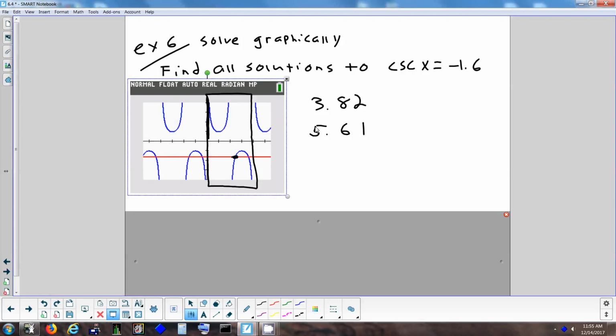And now, how often are those answers going to keep repeating? Every period. So you're going to get this answer again right here, and right here, and forever. So the question is, what's the period? We graphed cosecant. So what's the regular period for cosecant? No change to it at all. 2 pi.